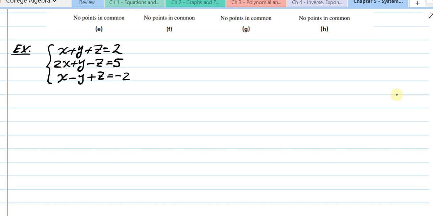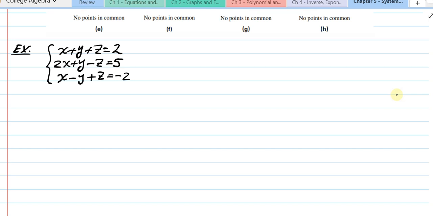Let's do this elimination method, not substitution method. When we try to do elimination method, and the first part, by the way, elimination or substitution are done the same way. We need to choose pairs of equations. Now there are 3 equations here, right? There are 3 choose 2, or 3 ways I can pair these equations together.